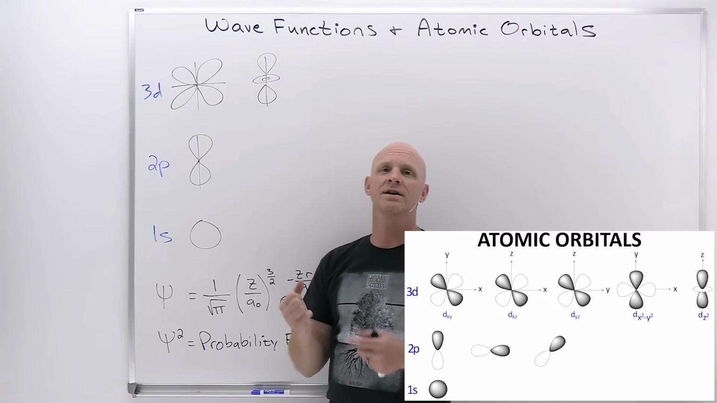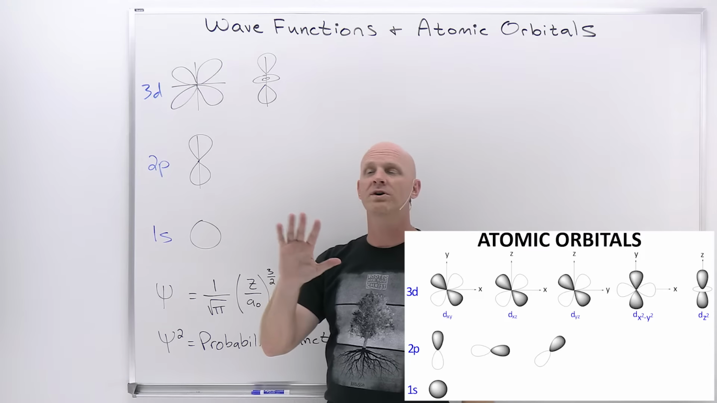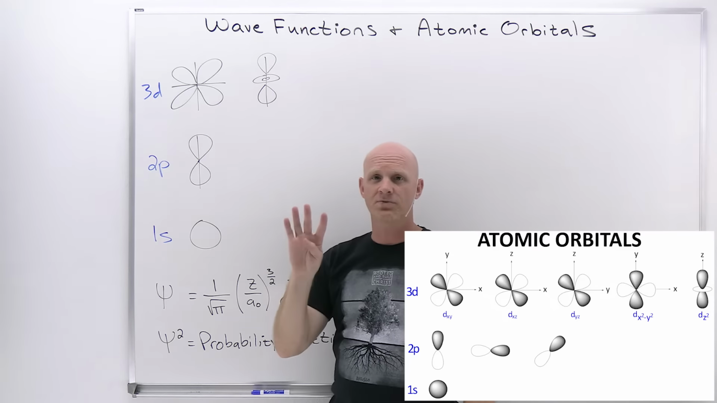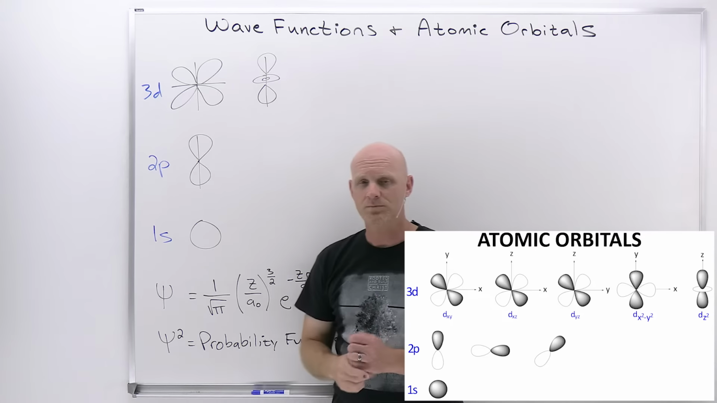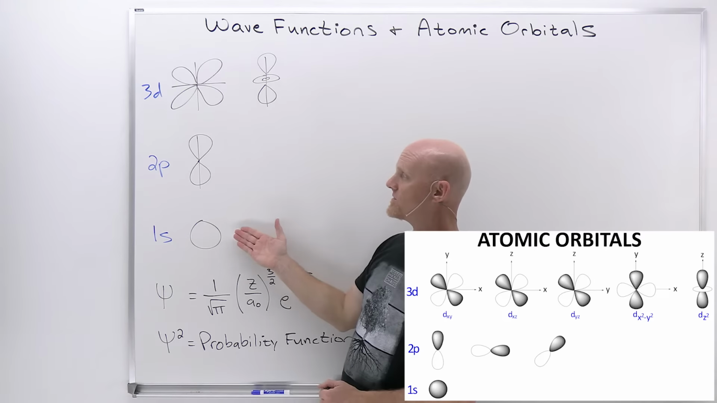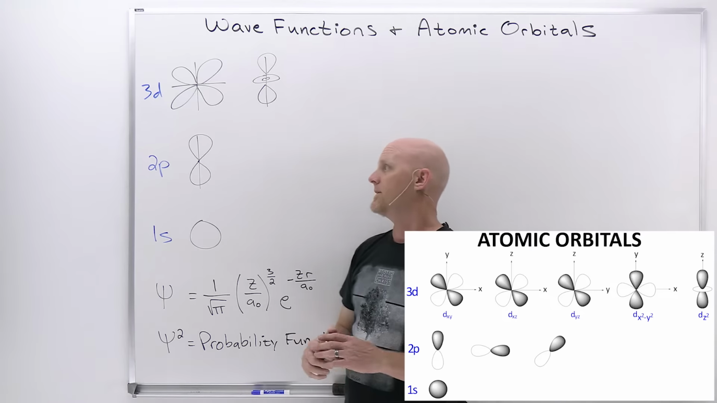Now in the third shell, in addition to an s orbital and 3 p orbitals, you're also going to get 5 what we call d orbitals. And these look like 4-leaf clovers, at least 4 out of the 5 do, with the 5th one kind of looking like this. Now the shapes aren't super important, but probably not the worst idea to be able to recognize an s orbital, a p orbital, or a d orbital by shape.